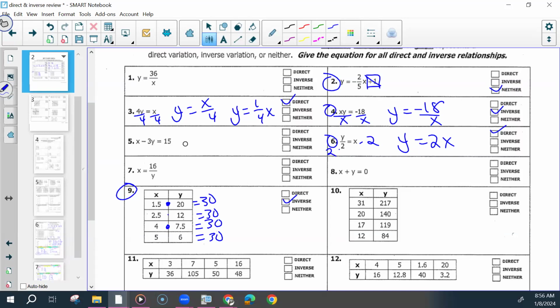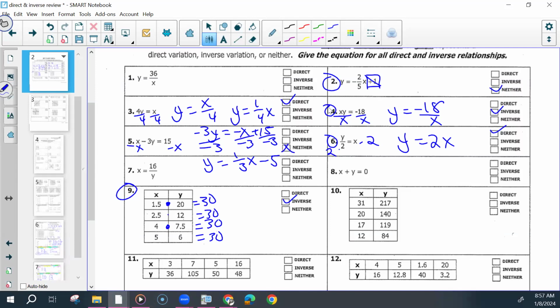So if you see something that looks like this, you know it's going to be linear. So either direct or neither. If you see a number that is not 0, it's most likely going to be neither. You could solve it just to make sure. Subtract x on both sides. Divide everything by -3. This would be y equals positive 1/3 x minus 5. Would that be direct, inverse, or neither? Neither, because it is a line, but it doesn't go to the origin.